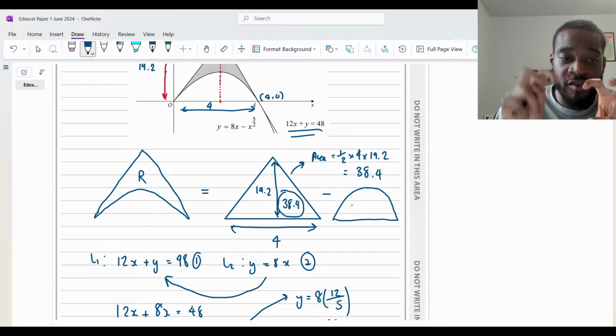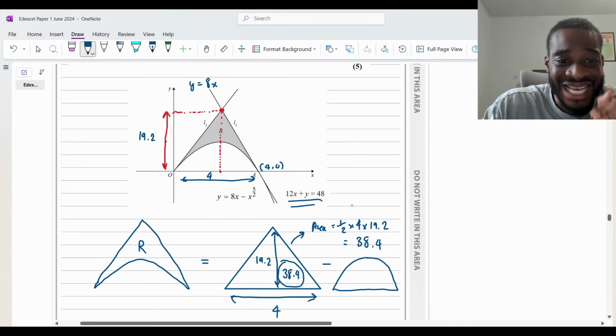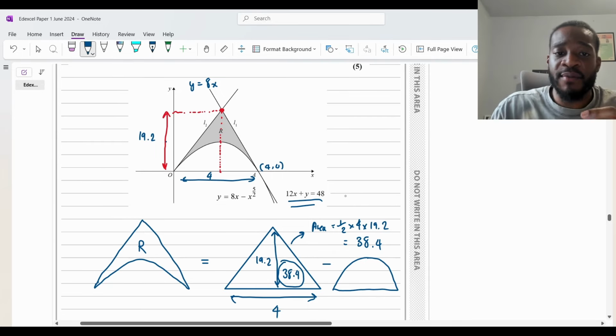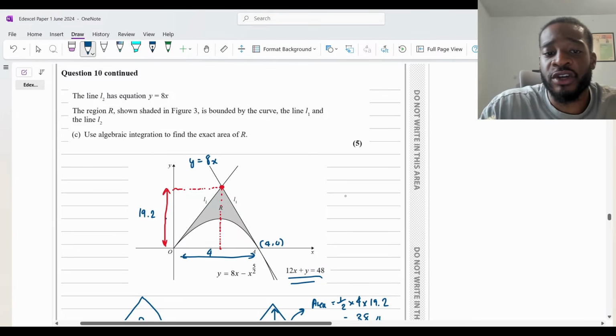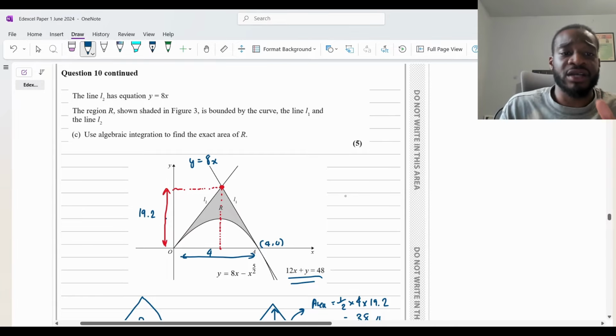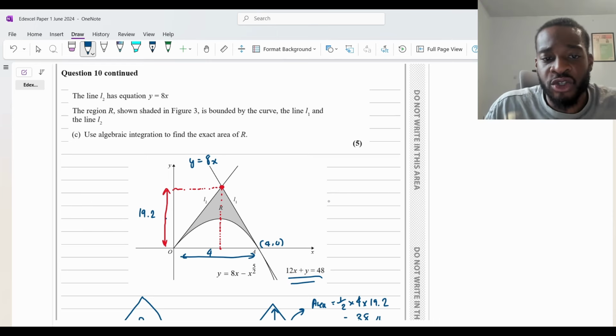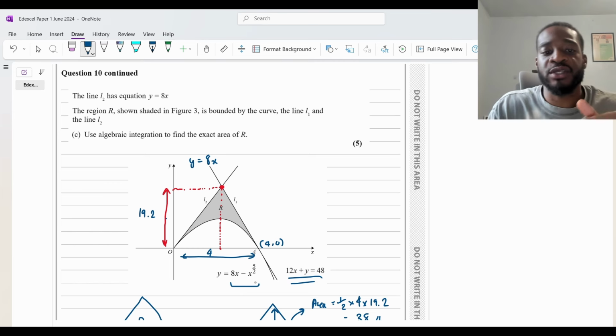Now I need the area of this quote unquote semicircle. Now remember that area is bounded by the x-axis and the curve. So how do I find out that area? Remember the question did say use algebraic integration. We haven't integrated yet. The area underneath a curve bounded by the x-axis is just definite integration. So all I need to do is integrate our function 8x minus x to the 5 over 2 between the limits of integration, which in this case is going to be between 0 and 4.